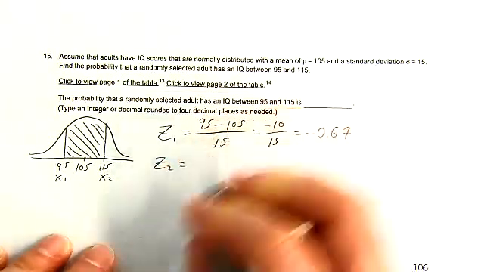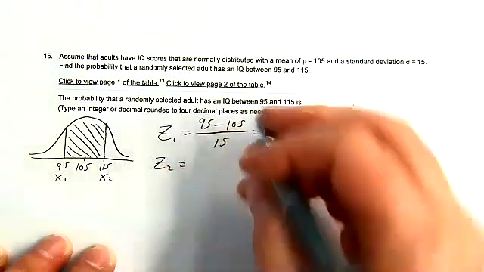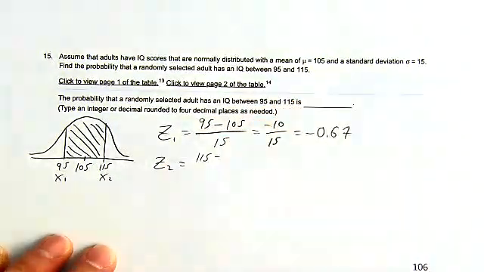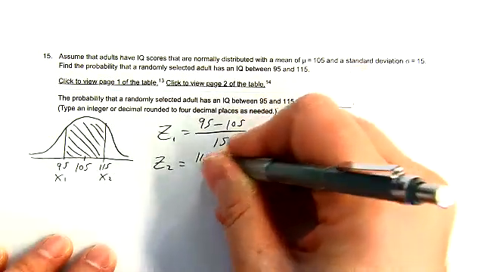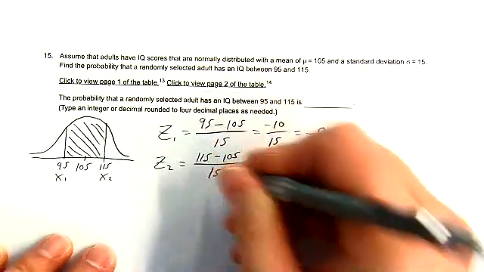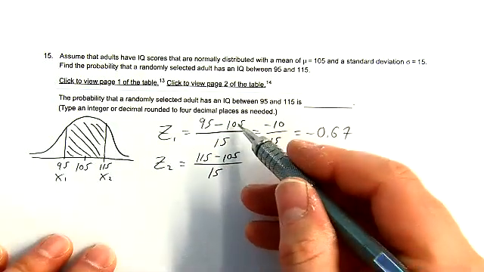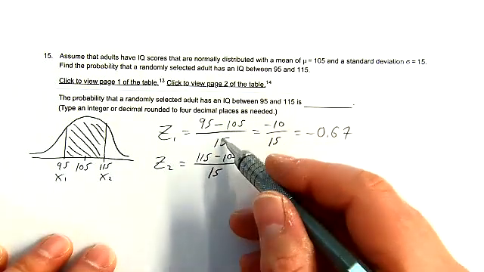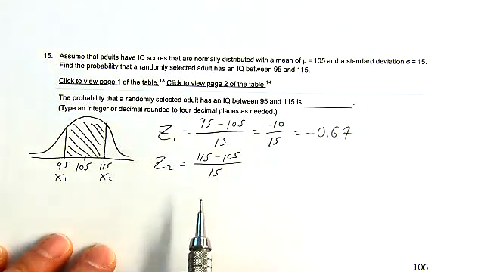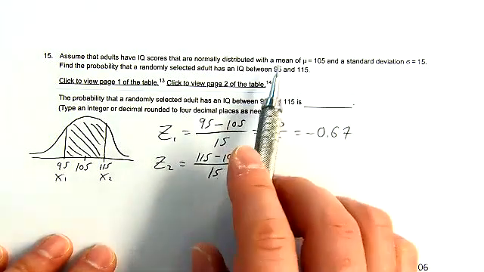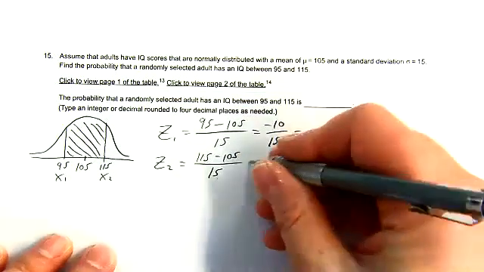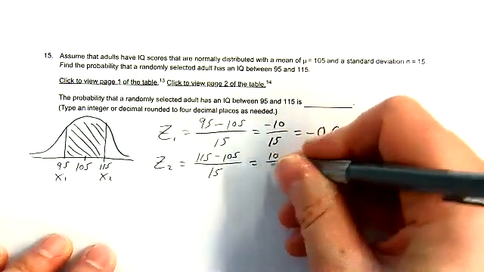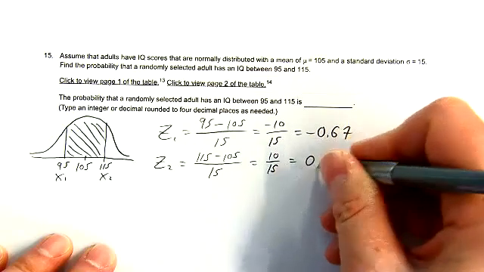z2 would be this x value of 115 minus the same mu, 105, divided by sigma, which is 15. Notice these numbers don't change. So this will always be 105 here, and this will be 15 here. So for anything I might ask in this question specifically, these two numbers don't change. And this would give us positive 10 over 15, which is positive 0.67.